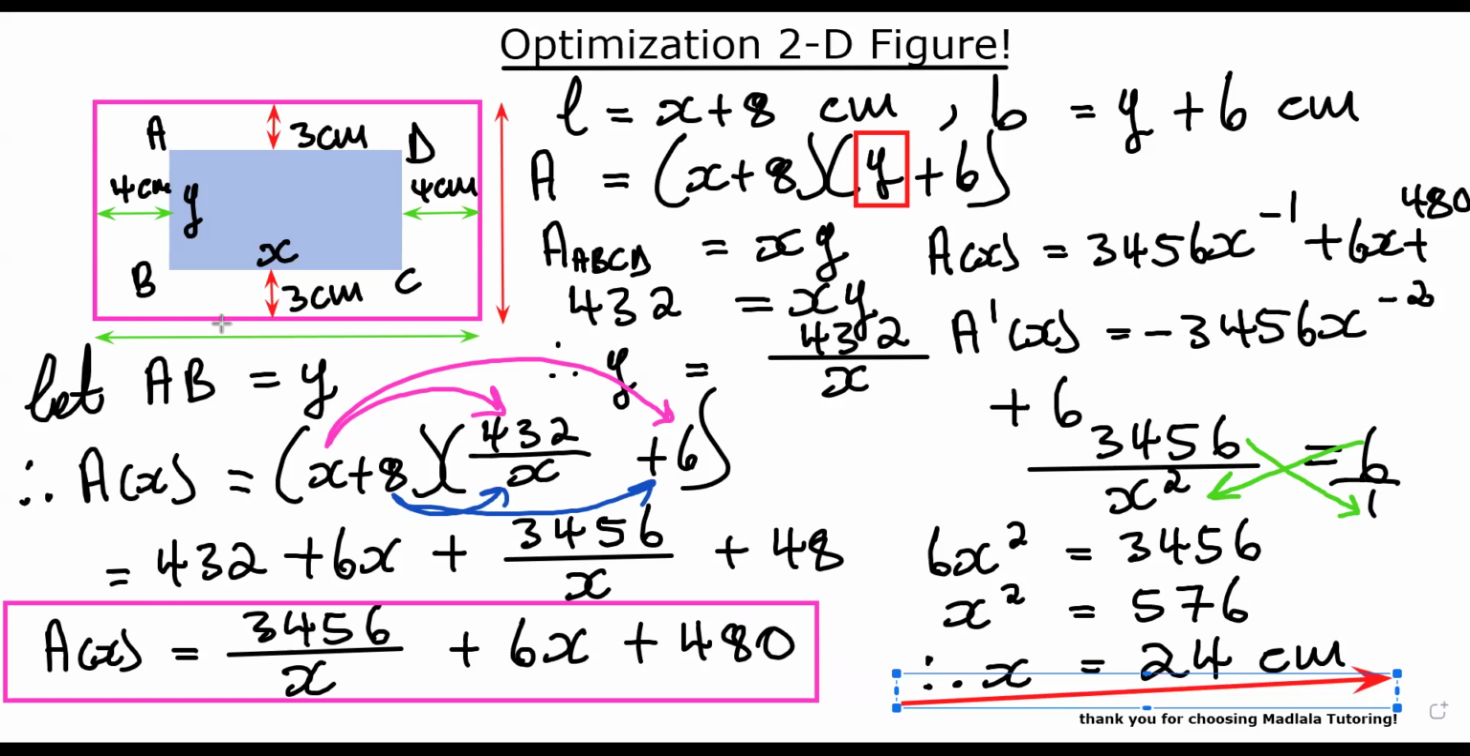And remember, you can't say it's going to be plus or minus 24, because the length can't be negative. Imagine saying the length of this rectangle is negative 24 centimeters.